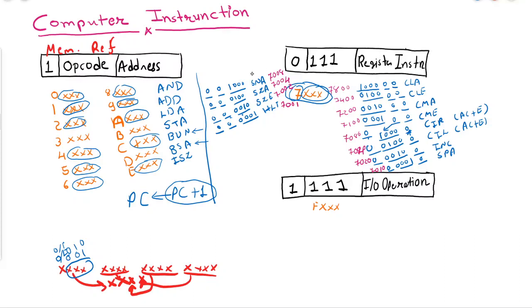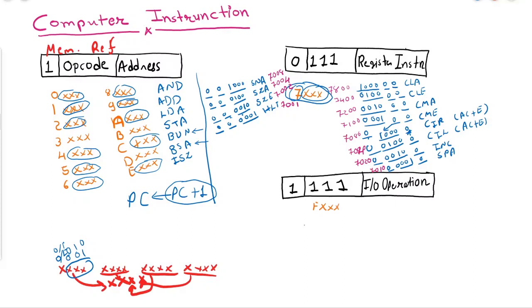Now why are we using this 12 bit as an opcode? Because these instructions are register reference instructions, so by default the operand will be inside the accumulator. Whatever operation we perform in a register reference instruction, there is no need to access the memory. While in a memory reference instruction, these 12 bits are used for the address. The same thing happens in the case of an IO instruction.